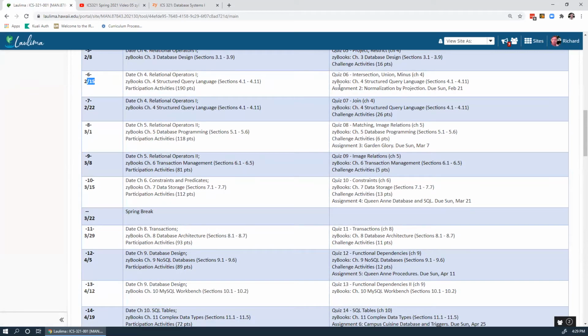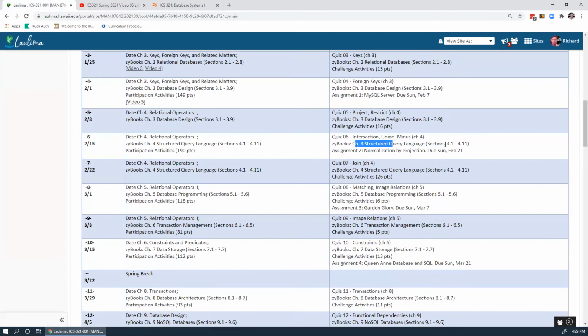There's a holiday on Monday, but then we're going to start getting into chapter 4, where Zybooks talks about structured query language, and you can start working on assignment 2 next week also.